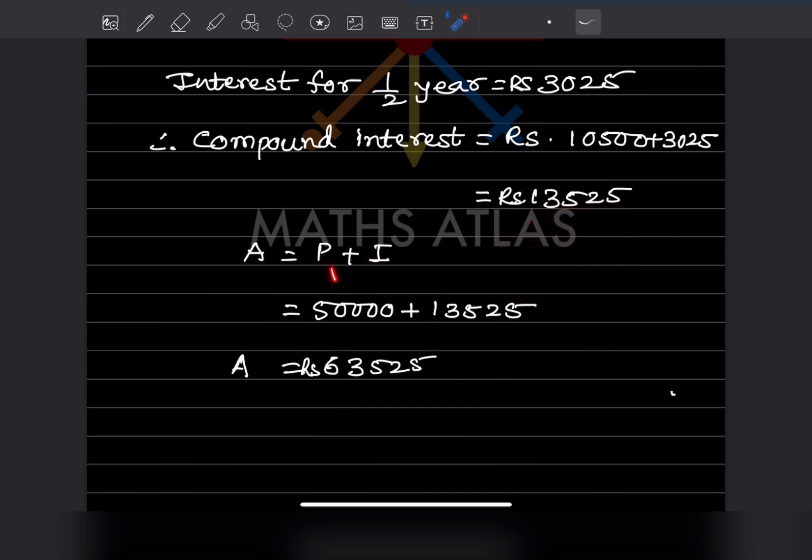So principal is 50,000 and the interest, you got the compound interest as 13,525. So the amount is 63,525 rupees. So by this we have completed today's work.